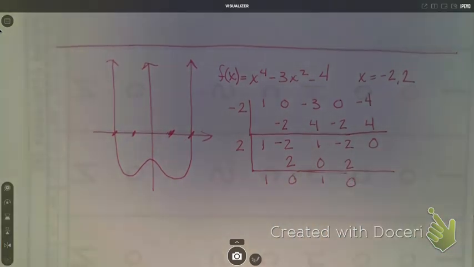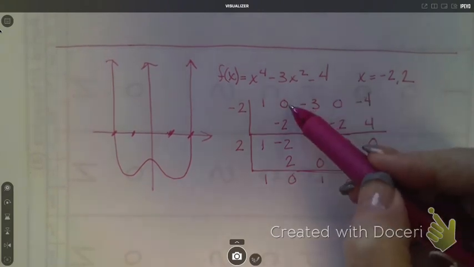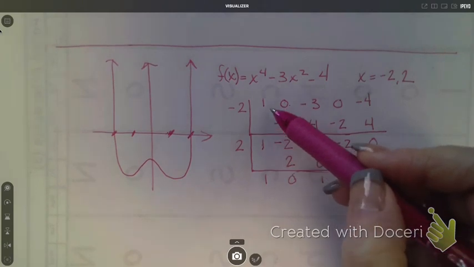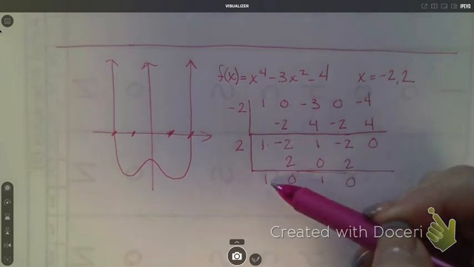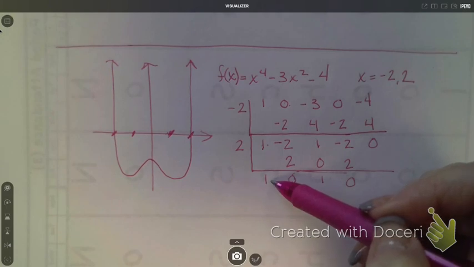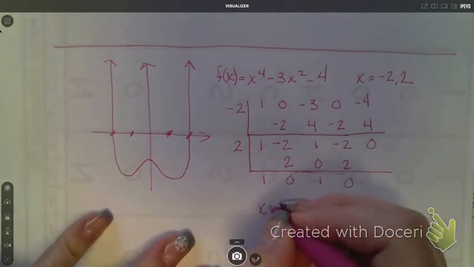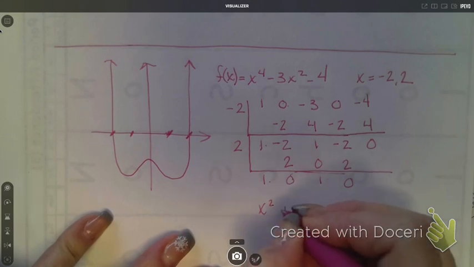Done. Did you get 0 for remainder? Yeah. Okay. So we started off with the 4th degree. The answer, the quotient, was cubed. The second quotient will be what? Squared. So I now have x squared plus 1.